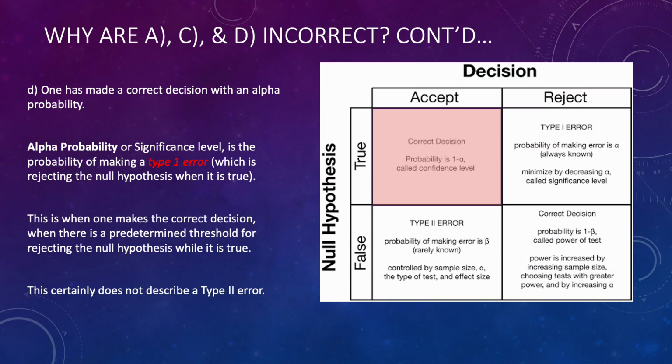For my final selected incorrect answer, which is D, one has made a correct decision with an alpha probability. Alpha probability, or significance level, is the probability of making a type 1 error, which is rejecting the null hypothesis when it is true. This is when one makes the correct decision when there is a predetermined threshold for rejecting the null hypothesis when it is true. This certainly does not describe a type 2 error.